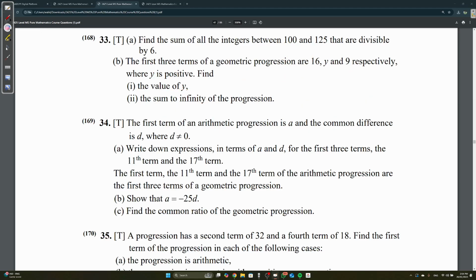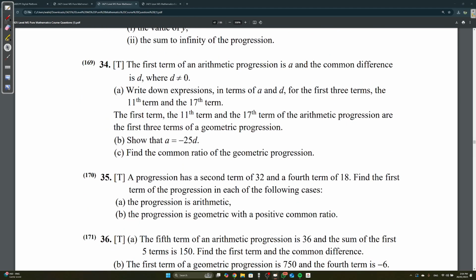Question 34. The first term of an arithmetic progression is a, and the common difference is d, where d does not equal 0. Write down expressions in terms of a and d for the first 3 terms, the 11th term, and the 17th term. Okay, let's do it. We know the first term is a and the common difference is d.